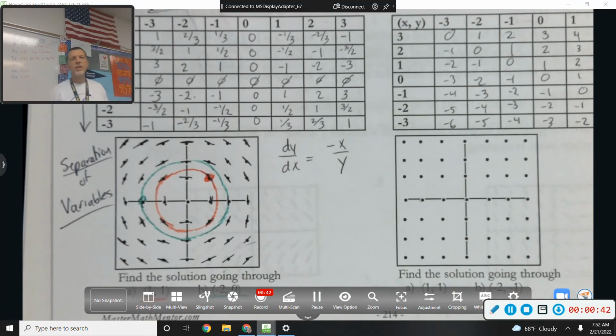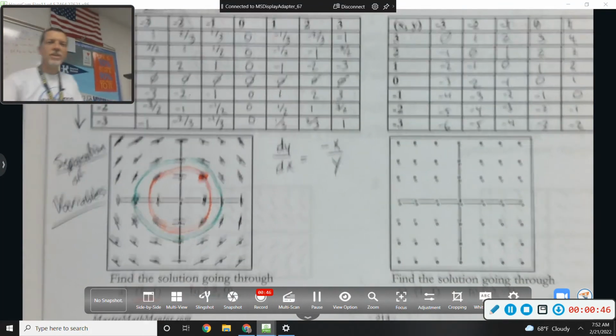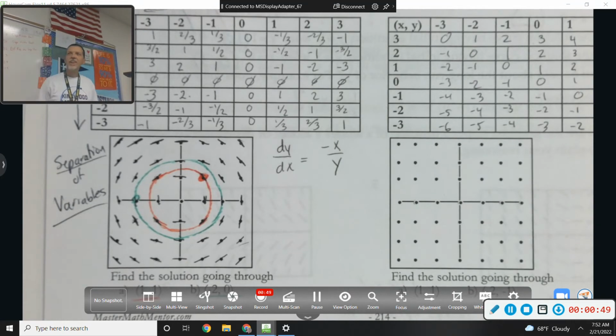So anybody want to try to describe what our first step will be on this problem? Just take a wild guess. What should we do first? We should probably separate the variables. Very nice. So let's get all the x stuff on one side and all the y stuff on one side.